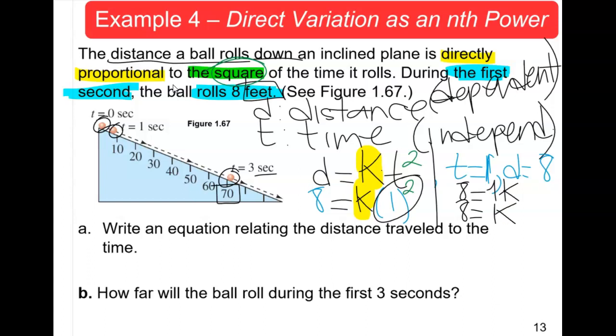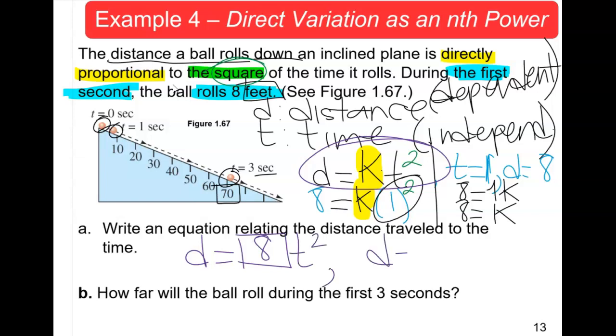Now that we know that, we're going to use the equation that I have here, and what we're going to replace is what we found for k, which is the number 8. So 8 and then t squared. So it's just d equals 8t squared, like that.